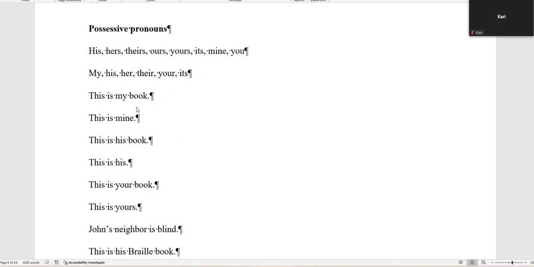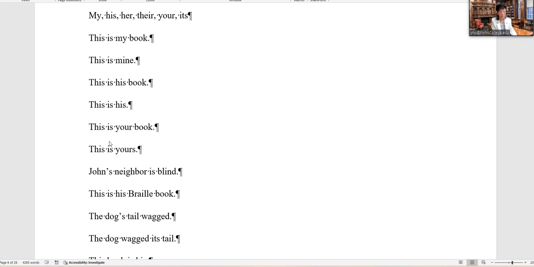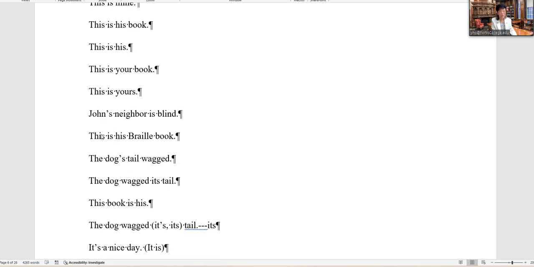Possessive pronouns show possession. This is my book. This is mine. This is his book. This is his. This is your book. This is yours. When we show possession, we use an apostrophe S. John's neighbor is blind. This is his Braille book.